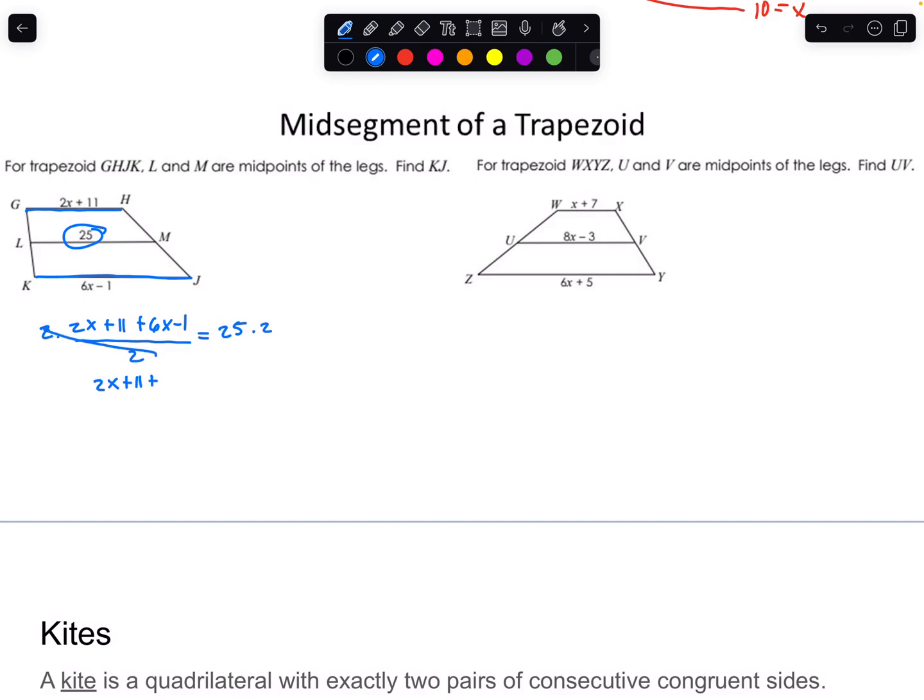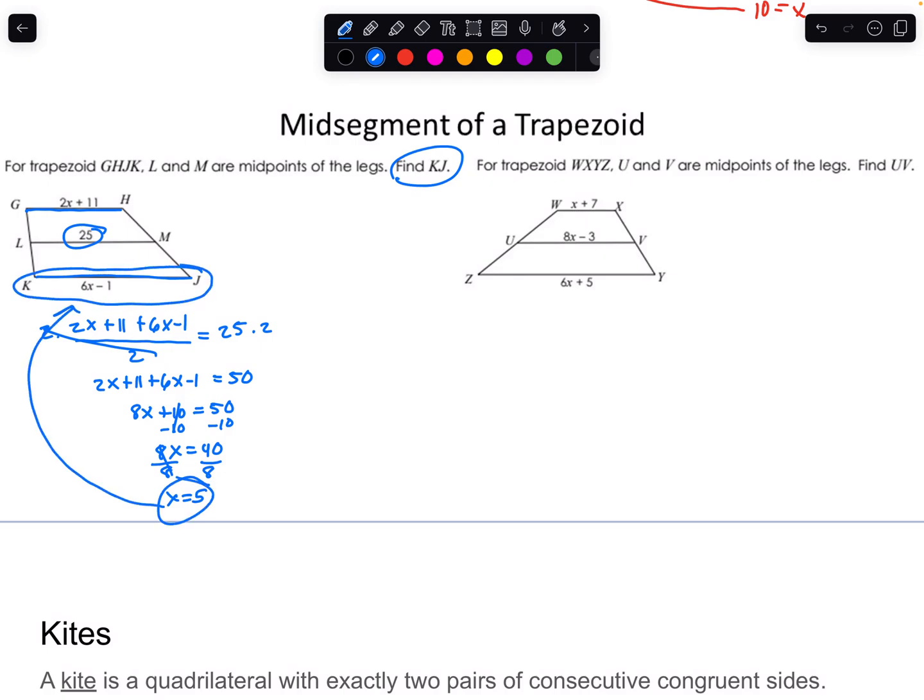2x plus 11 plus 6x minus 1 will equal 50. Combine like terms, I get 8x plus 11 minus 1, which is 10, equal to 50. Move the 10 over. 8x equals 40. When I divide both sides, x equals 5. Now I want to find the length of KJ, so I plug x back into KJ. So I have 6 times 5 minus 1. 30 minus 1 is 29. 29 is the length of KJ.